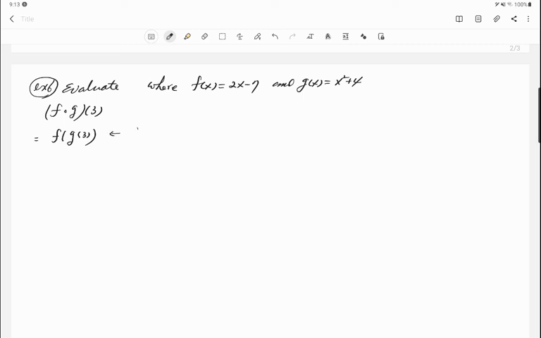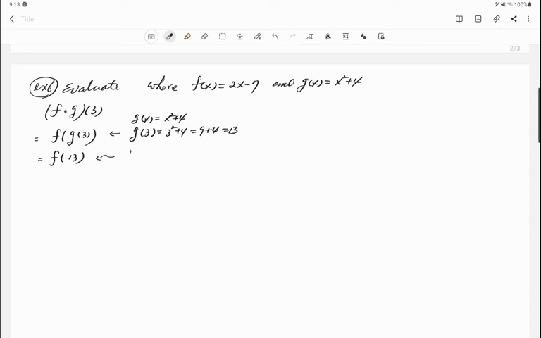So from here, what is g of 3? g of x is x squared plus 4. So we will replace x with the input value 3. So 3 squared plus 4. That is 9 plus 4, then 13, right? So g of 3 is 13. So we can replace the input g of 3 with 13, right?